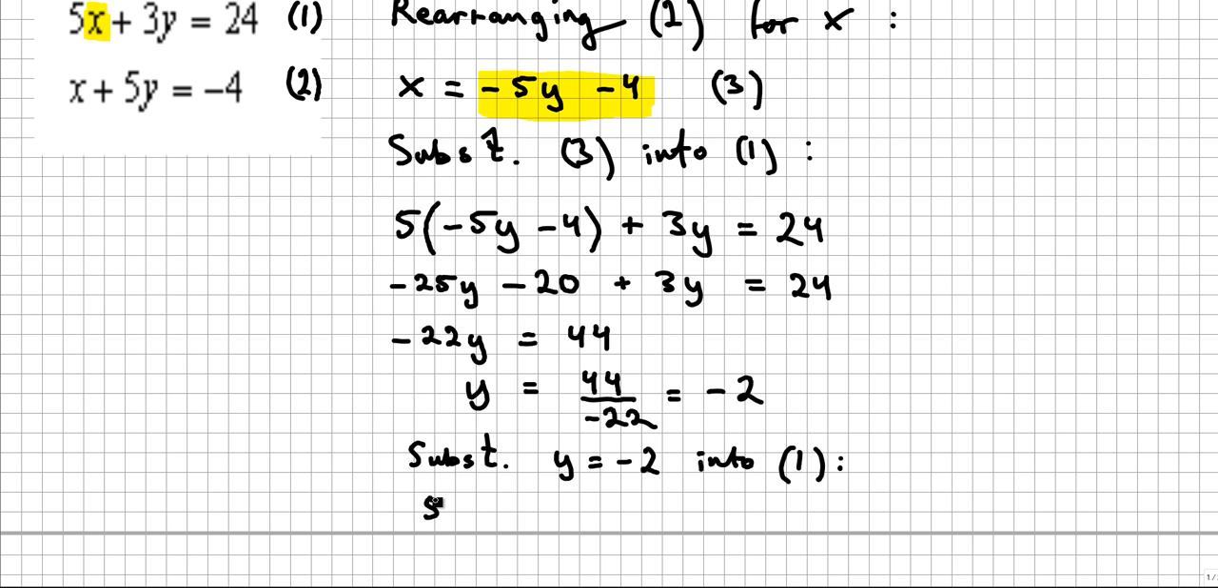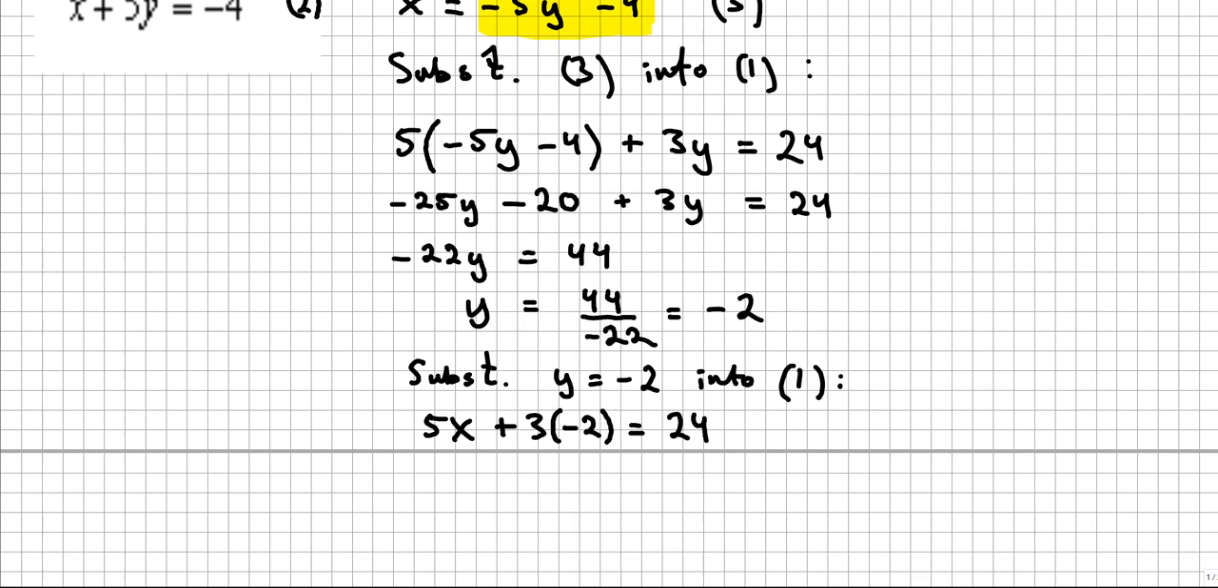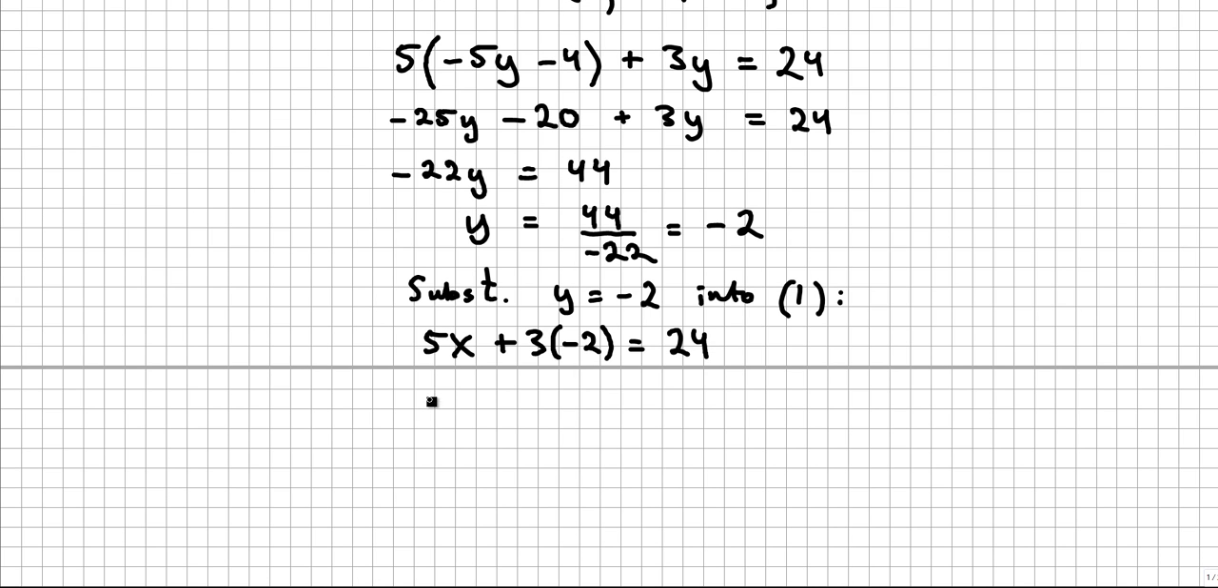5x, I'm gonna write it out as it is, 5x plus 3y, but we're not gonna write 3y, we're gonna write 3 and then bracket -2, so it's gonna be 3 times -2, and then just continue to write out the rest of the equation is equal to 24. 5x plus 3 times -2 is -6, is equal to 24, and we're going to move -6 to the other side, it becomes +6, 24 plus 6 is 30.